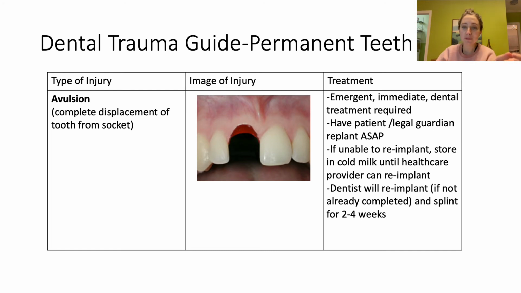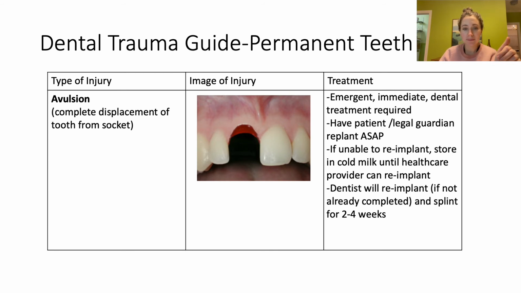If you're unable to reimplant, that could be because the parent's just not willing to do that. I've been on the phone with parents a lot of times and you tell them, just grab it and put it back in there. And they're like, no, not going to do that. Other reasons why you might not be able to get it back in is if the alveolus or the socket around the tooth is crushed and it just doesn't fit anymore. So if you can't get it back in, you want to put it in cold milk until the healthcare provider can reimplant it, and then the dentist will put it back in its spot and splint it for about 2 to 4 weeks.